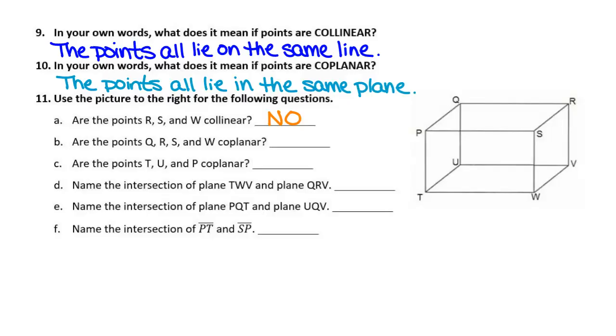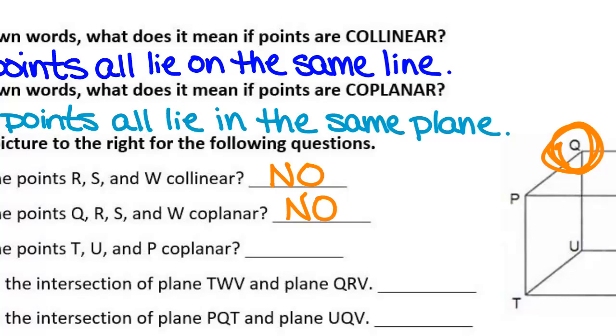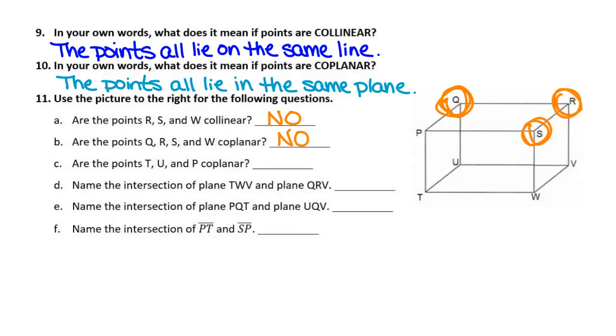All right, next question. Are the points Q, R, S, and W coplanar? Are they all in the same flat space together at the same time? No. What about if I were to take W away? Would those be coplanar? Yes. What about if I were to take Q away? Yes. If I take Q away, R, S, and W are all on the same plane together.